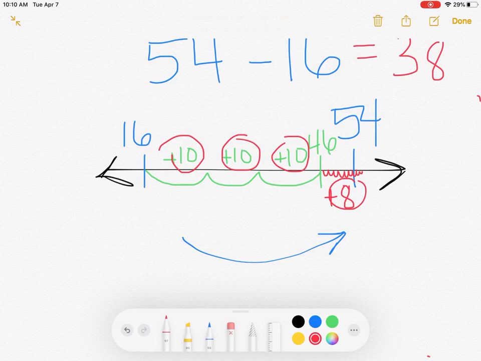Now, if that seems really complicated, I want you to keep in mind that it is totally okay to solve these problems the more traditional way, or however the person teaching you did math. That's all right. Maybe you can teach them how to do it the number line way, and then they can show you the other way.